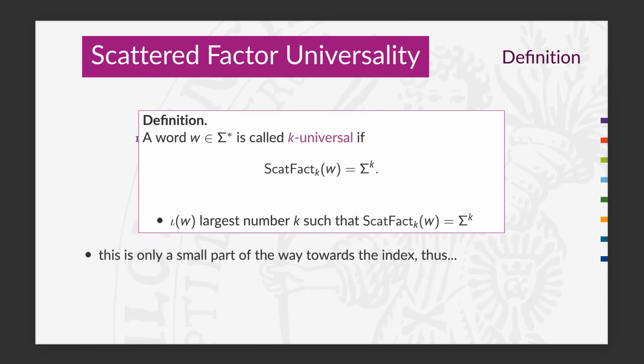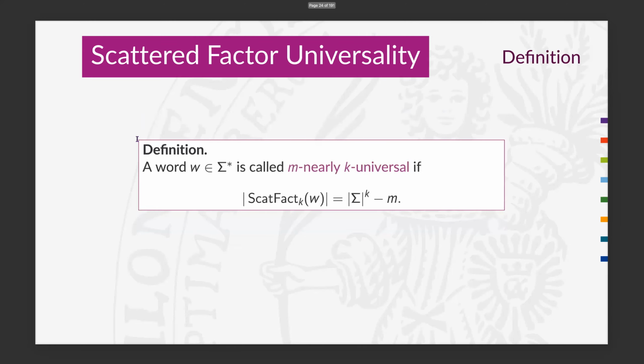Okay, so we are well aware that this is only a very small part of the exponentially many cases we have to look at. So we have to find all words of length k, one is missing, and so on. But at least it's a start. And the general version would be, we call it m-nearly k-universal if exactly m scattered factors of length k are absent in W.